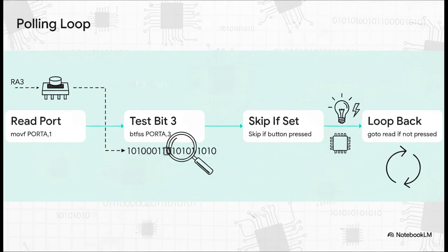Here is the exact sequence. Step 1, we read the port. Step 2, we use a command called BTSS to test bit 3. Step 3, if the bit is set, meaning the button is actually pressed, we skip the next instruction and proceed to flash the LED. Step 4, if the button is not pressed, we simply loop right back to the beginning and read it again. It's essentially the chip constantly asking, "Are you pressed yet? How about now? Are you pressed yet?"